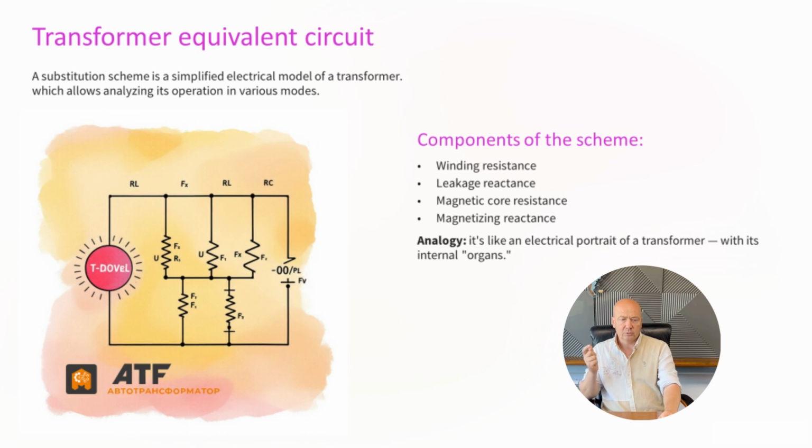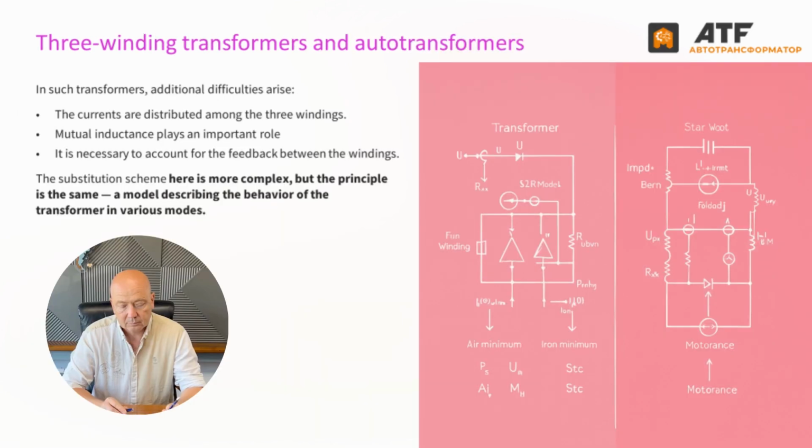Equivalent circuit of a transformer. An equivalent circuit is a simplified electrical model of a transformer that includes winding resistance, leakage reactance, core loss resistance, magnetizing reactance. You can think of it as an electrical portrait of the transformer, showing all its internal behavior. This circuit model allows you to calculate power losses in the windings, output voltage under load, fault current during short circuits.